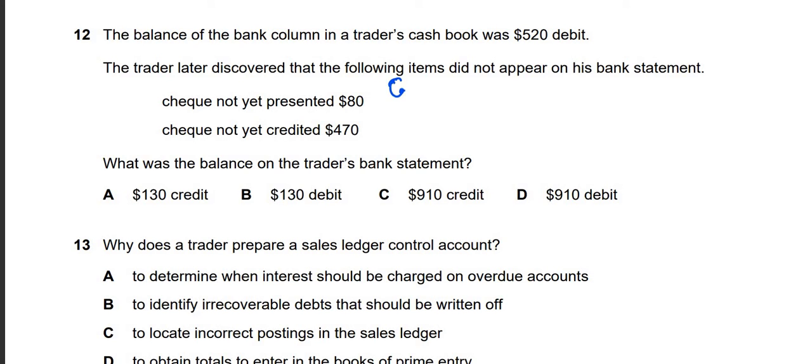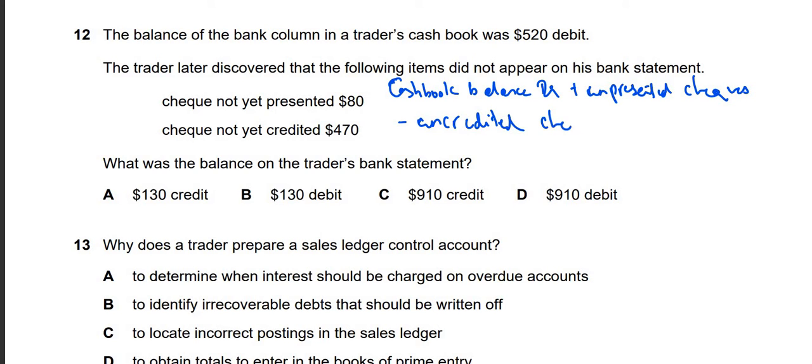So basically the formula is cash book balance debit plus unpresented checks, subtract uncredited checks. So it's actually 520 plus 80 minus 470. So the answer is going to be how much? 130 credit. Credit means that there are funds available in the bank.